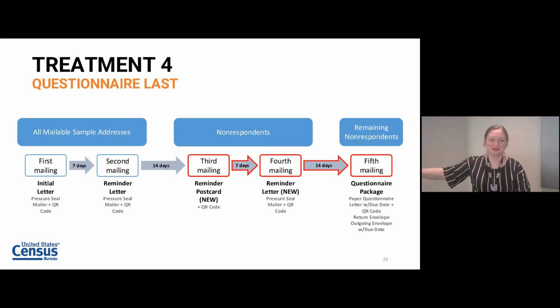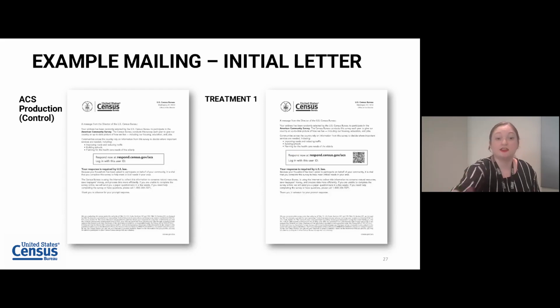It's the furthest we can push it, right? So you're going to have the first two don't talk about the questionnaire. You have some changes to messaging throughout. And then finally, you're also still going to get that due date, but you don't get the questionnaire packet till the end. This is an example of how things might look a little different.